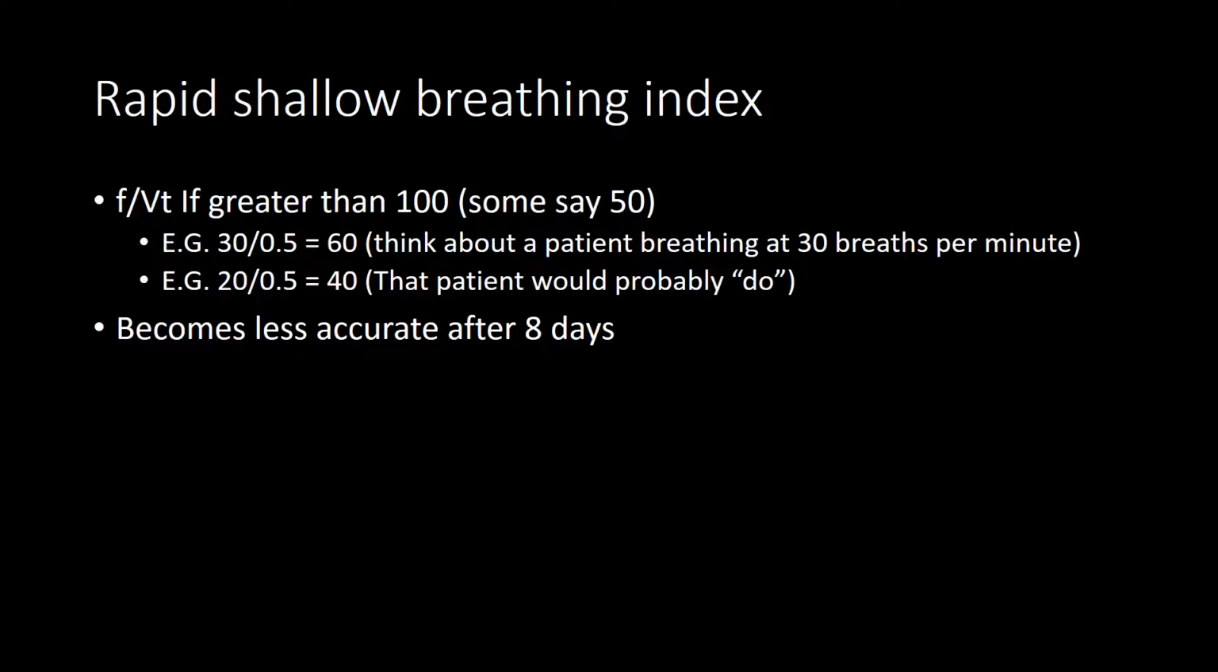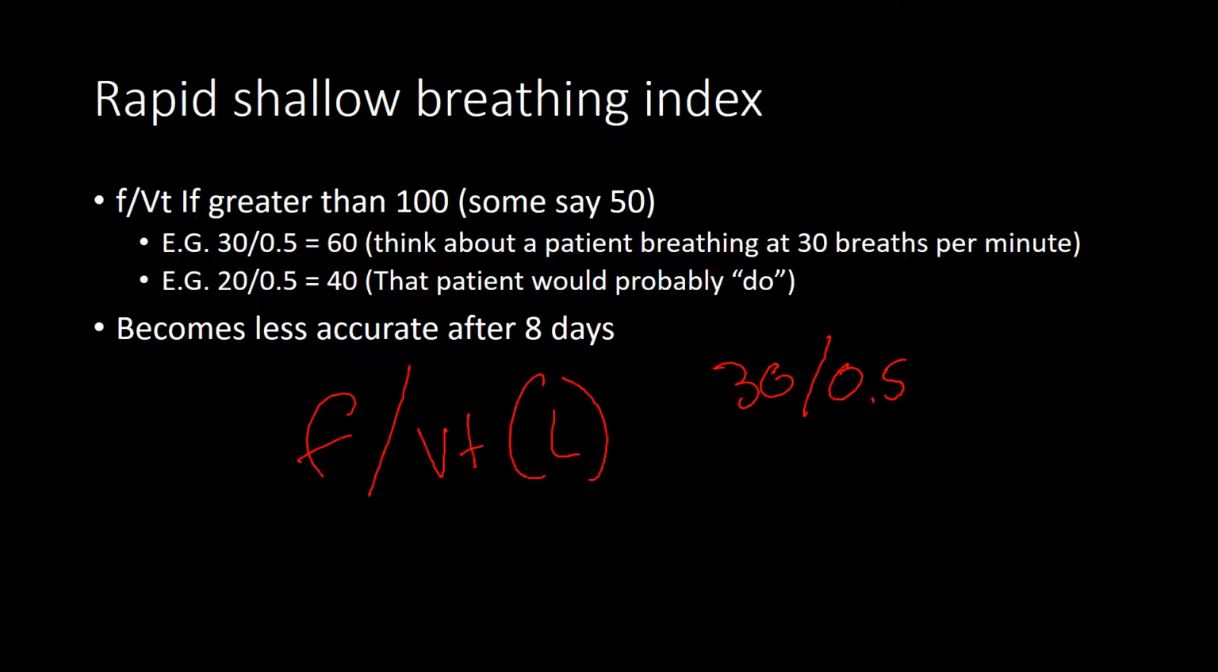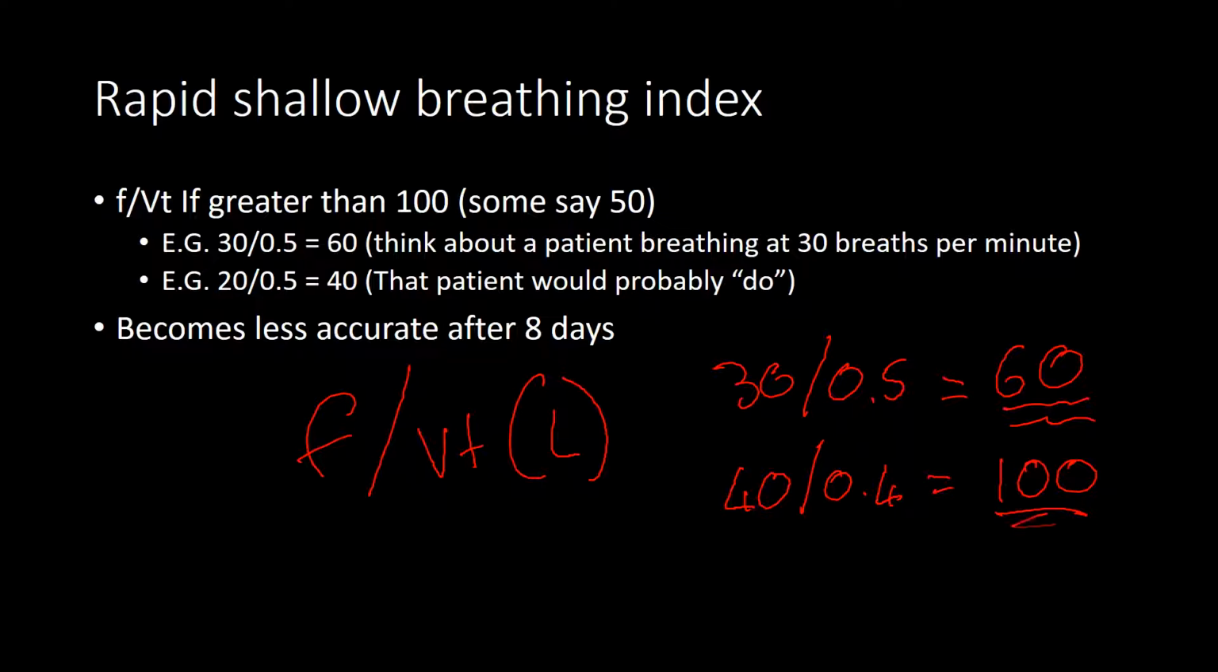a rapid shallow breathing index. That is frequency divided by tidal volume in litres. So just thinking about a patient that's breathing 30 a minute at a tidal volume of 0.5 gives you a rapid shallow breathing index of about 60. They might do. Breathing at 40, think about a patient that's breathing at 40 at 0.4 gives you a rapid shallow breathing index of 100.